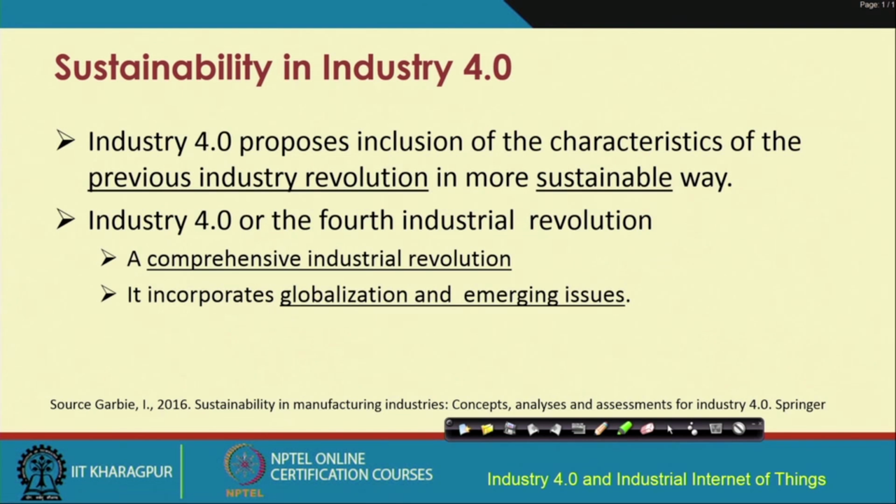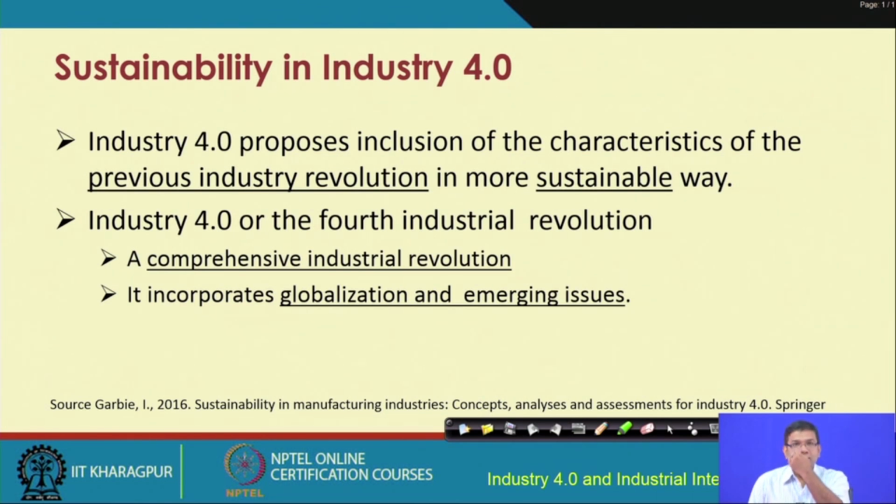In the context of Industry 4.0, the proposition is to include the characteristics of previous industry revolutions in a much more sustainable way. Not only do we want to introduce newer things, but we also have to ensure that whatever has existed from the previous industry revolutions continues, at least in the same form that it was before, and also to introduce newer techniques, methods, etc., and continue the same things in a much more consistent, sustainable manner, so that it does not become a one time kind of affair.